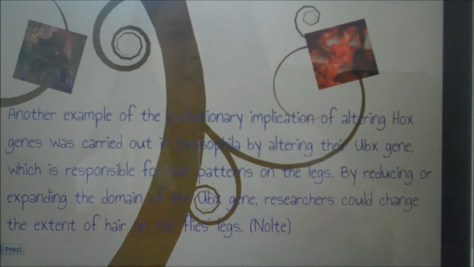Another example of the evolutionary implication of altering Hox genes was carried out in Drosophila by altering their UBX gene, which is responsible for hair patterns on the legs. By reducing or expanding the domain of the UBX gene, researchers could change the extent of hair on the fly's legs.